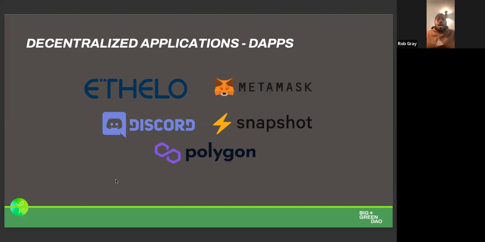Some decentralized apps that we mentioned, and we want to show you the logo because that's going to help you memorize it a little bit. So MetaMask is a wallet that we recommend. Ithelo is how we decided who we're bringing on with grant round 4. That's where our quadratic voting took place. Discord is where we talk as a community. Snapshot is where we do our voting and our governance. And Polygon is the layer that we choose to use because it is a sustainable blockchain, and we're all about sustainability here at Big Green.